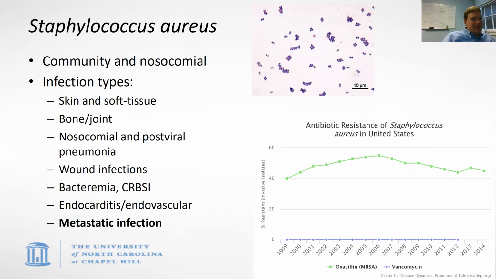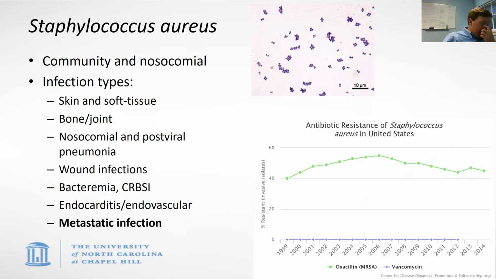Most common cause of wound infections after a surgery. Bacteremia, catheter-related bloodstream infections, endocarditis, and it causes the most severe endocarditis and endovascular infections, and causes metastatic infections. So if a patient has an infection in one place and is bacteremic, they may end up with abscesses at remote locations, which is really a feature of Staph aureus.